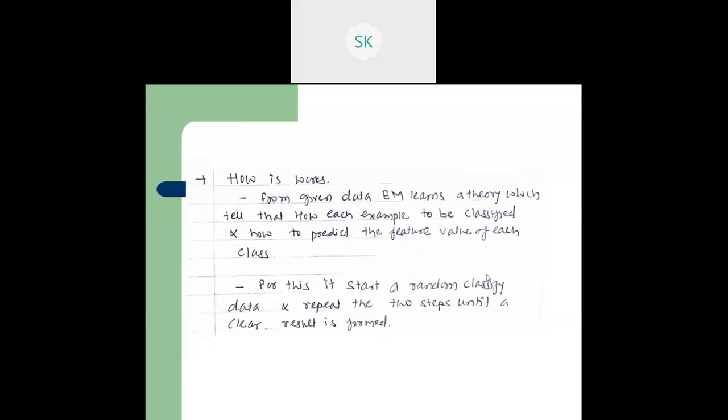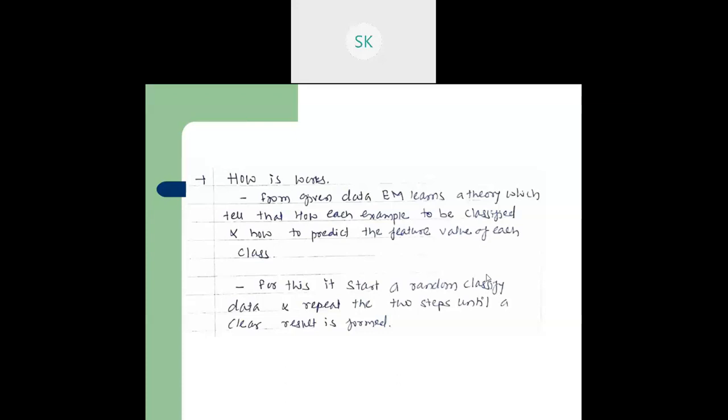Now we'll see how it works. From given data, expectation maximization learns a theory which tells you how each example is to be classified and how to predict the feature value of each class. Through expectation maximization, we learn a theory that informs you how each example is learned by this machine learning algorithm and how the data is classified, that is, how the model works.